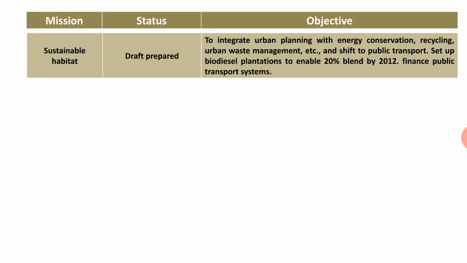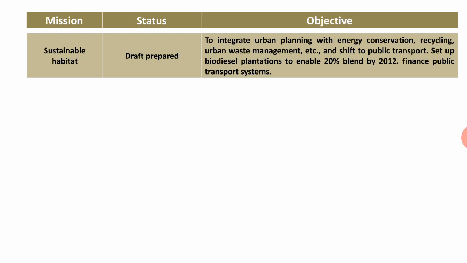So there we can see the sustainable habits draft prepared, to integrate urban planning with energy conversion, recycling, and urban waste management. So in this case what will happen? The government is planning for recycling and urban waste management. They need to convert the garbage into useful products. Thus maybe they will create thermal energy and collect waste gases, so that they reduce carbon emissions or greenhouse gas emissions in the atmosphere.